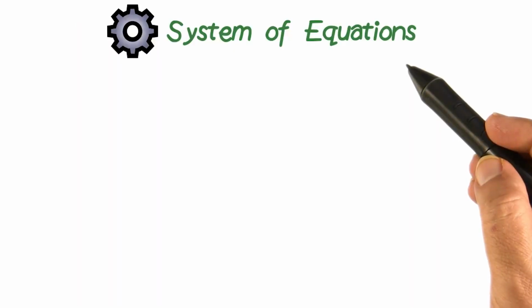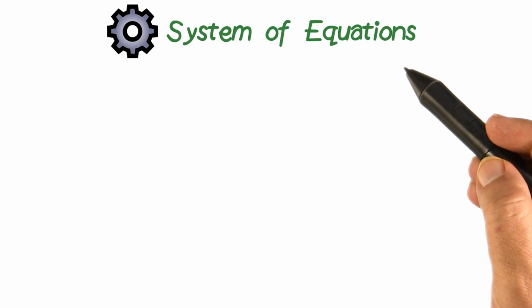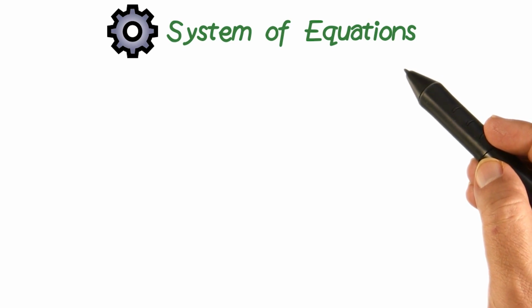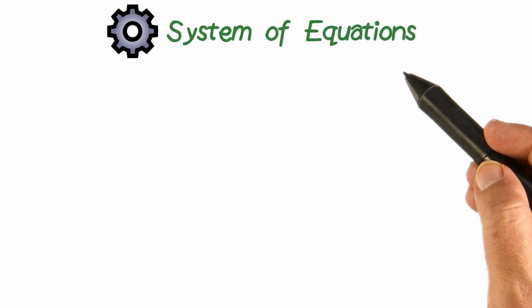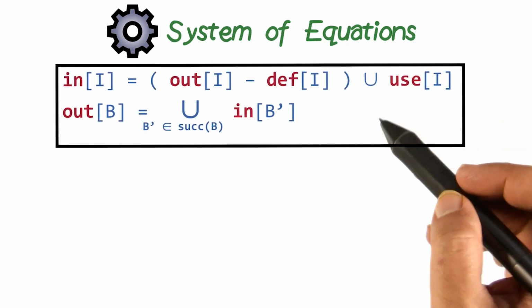So having seen the liveness and found the equations which relate the sets in and out across the instructions and in and out across the basic block, now let's define it formally and come up with an algorithm and a detailed example of how to compute the live sets. Again, they are computed in a backward manner. And here are the equations.